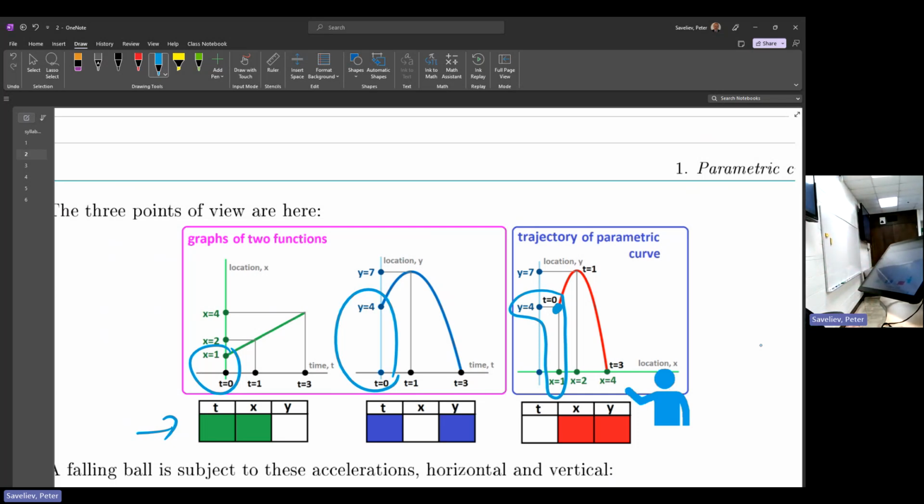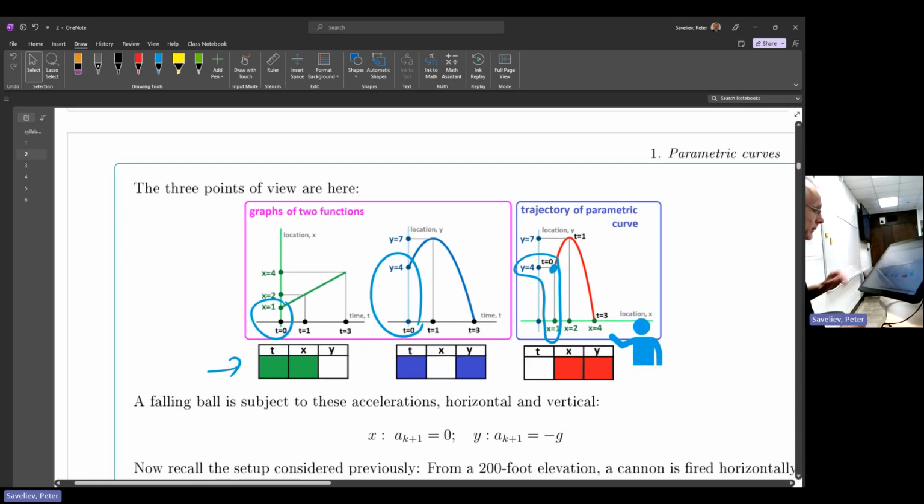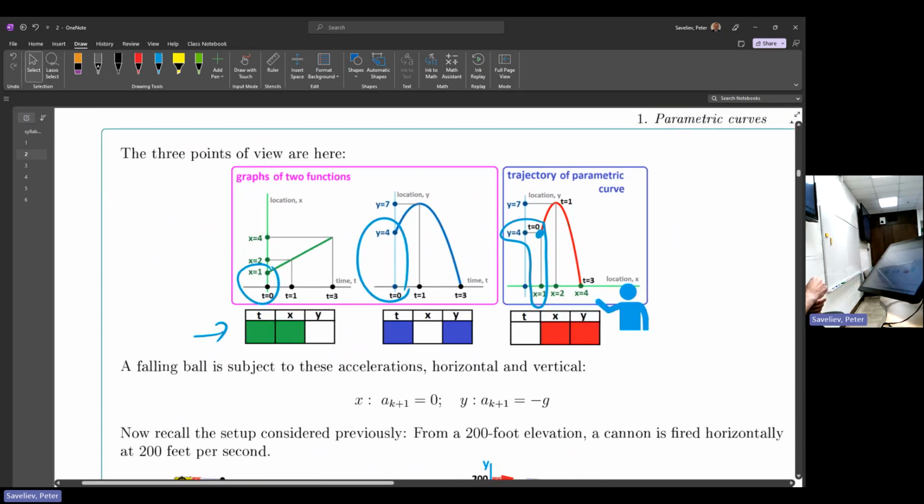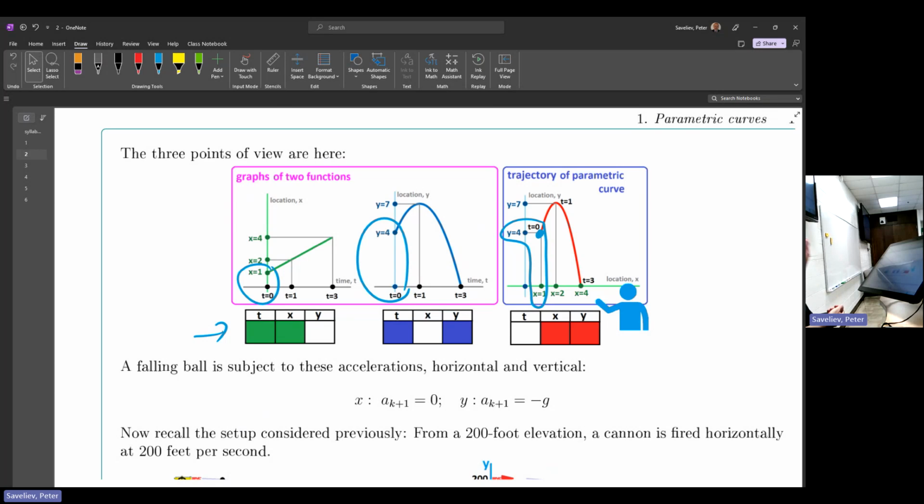You don't see these two graphs. These are abstractions, horizontal and vertical motion looked at separately. So this setup, and that's the key to it, is that there is no acceleration in the horizontal direction.